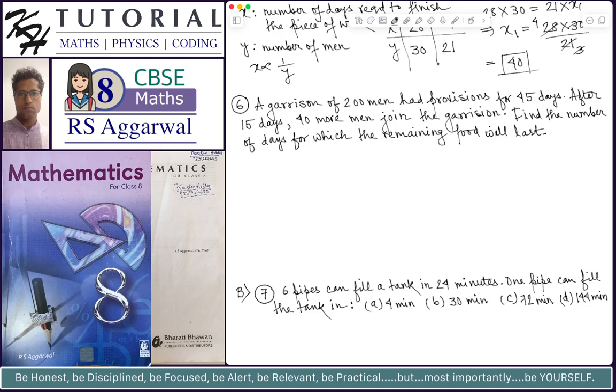Now, this problem is a little bit conceptual. It is saying that a garrison of 200 men had provisions for 45 days. So, the quantities involved are the number of men in a garrison and the number of days that the provision lasts.